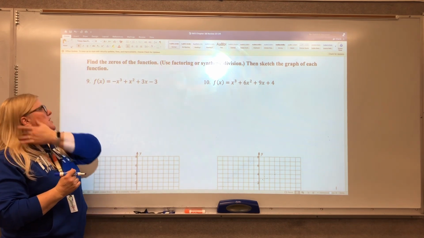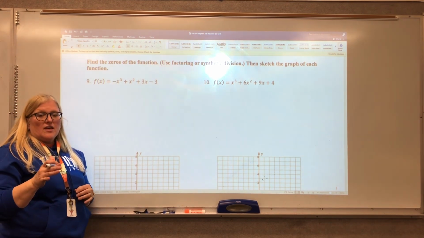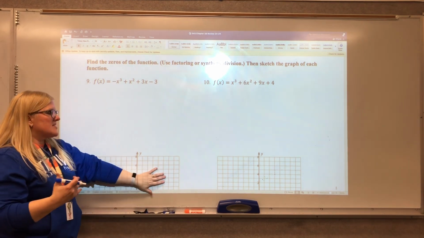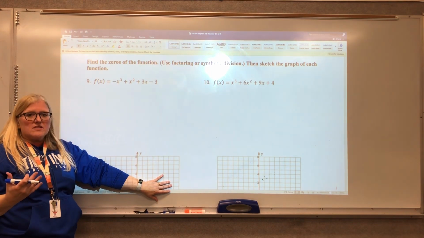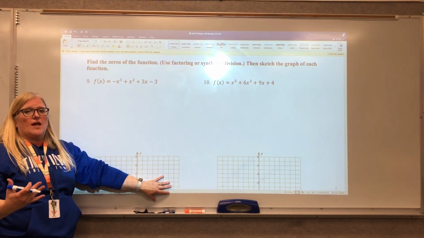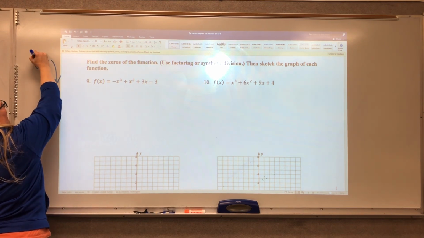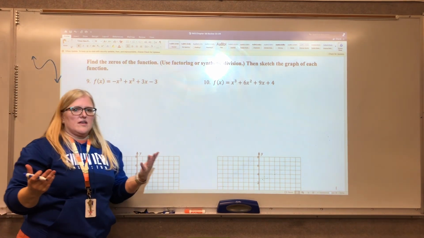This one, number 9, I thought was kind of interesting because we have a negative and it's cubed. So we know basically they're asking us to graph it. We know basically what it's going to look like, right? It's going to come down like this. It's been a while since we've had something a little different.